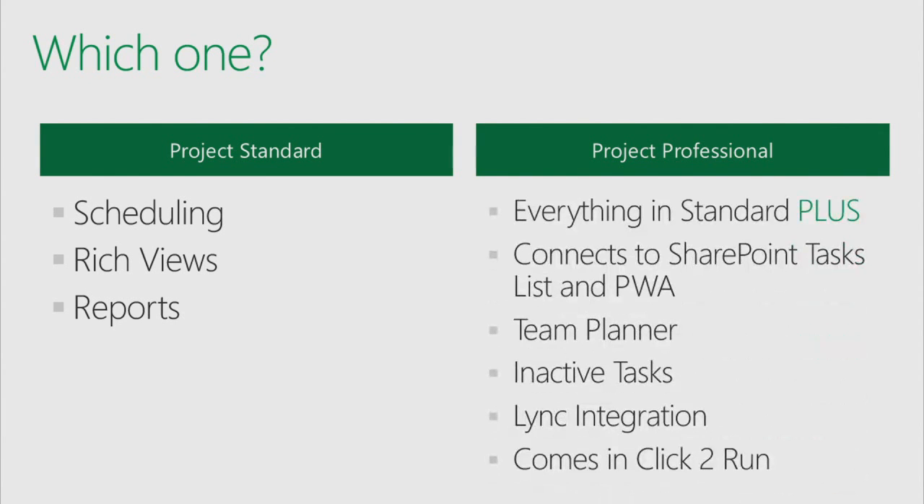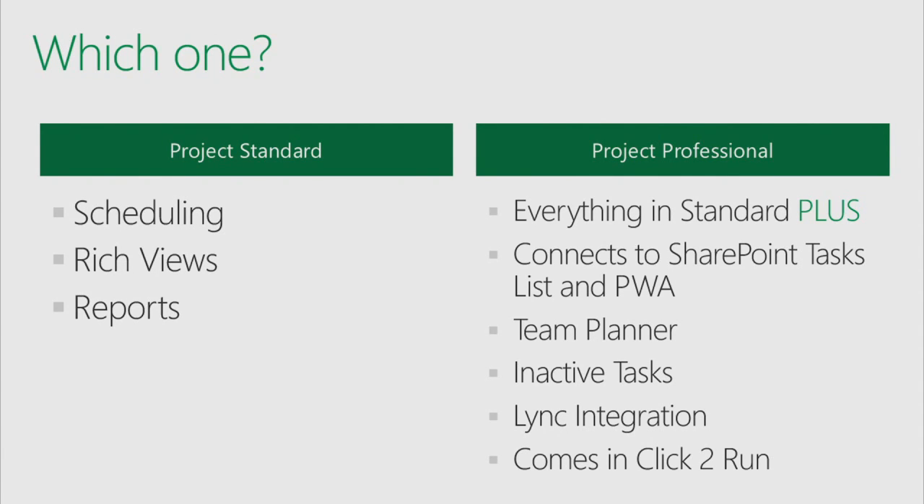Project Professional: everything in Standard, plus it connects with SharePoint task lists and PWA. So Standard does not connect to SharePoint task lists or PWA. It's probably the most important differentiation to notice. Project Professional also has the Team Planner view. Inactive Task is Pro only. The new link integration is Pro only. And also, Professional you can get in the Click-to-Run version, which is the subscription through Office 365.